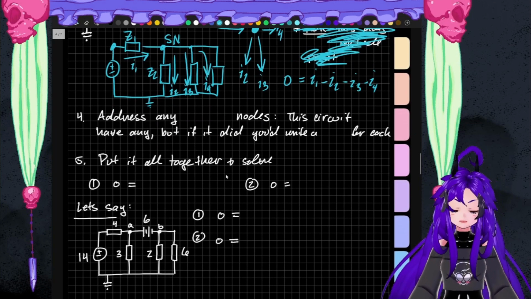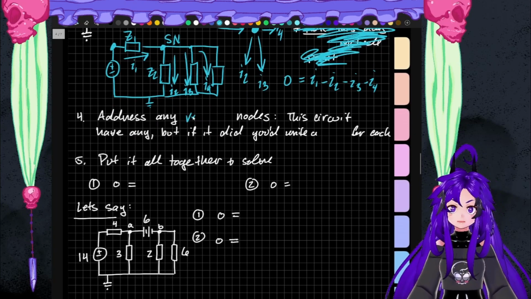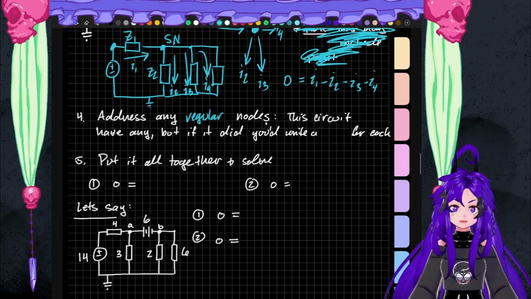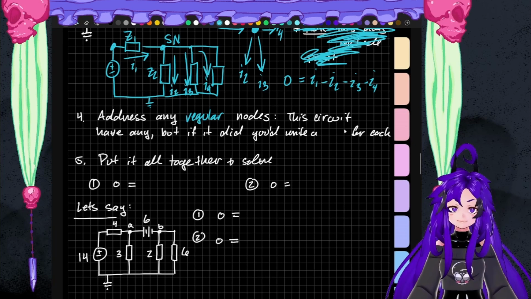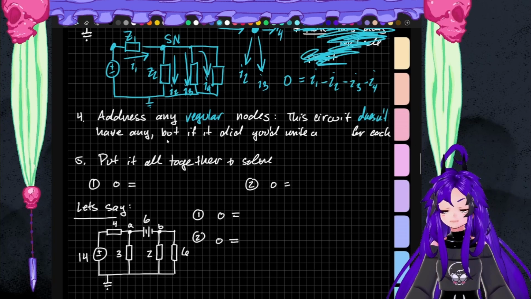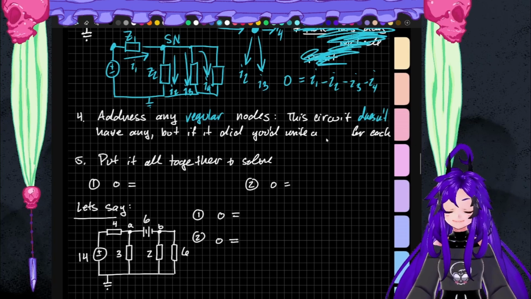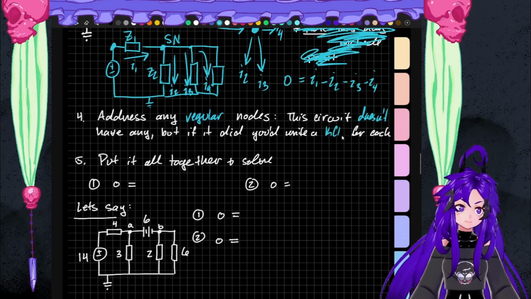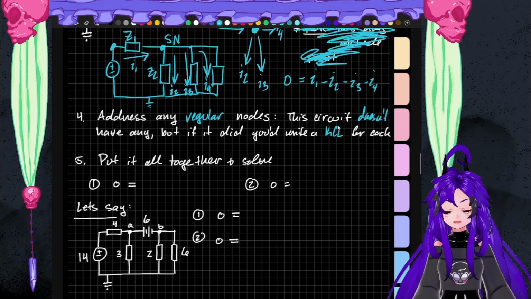So after that, we'll address any regular nodes, right? This circuit doesn't have any. But if it did, you'd write a KCL equation for each and every one of those.